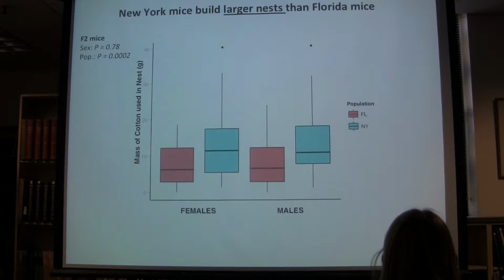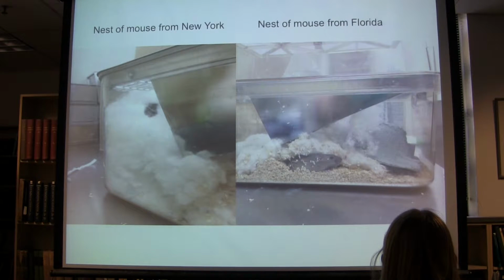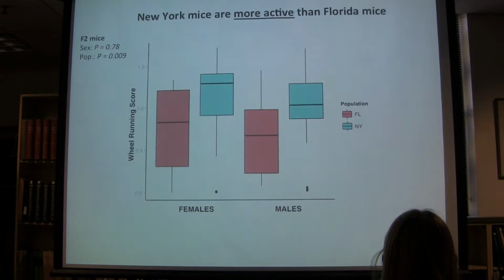Here's a very different phenotype that I find interesting. New York mice build larger nests than Florida mice. This is the phenotype that Carol Lynch studied. She was absolutely right. My skepticism was unfounded. There's an example of a nest from New York and one from Florida, and the Brazilian mice do even worse at building that nest. You see this in F1s and F2s. These are genetically based differences in phenotype that evolve over very short periods of time.